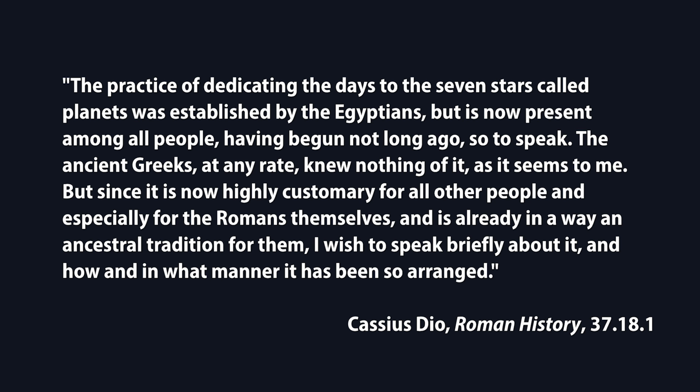The first one is from Cassius Dio, where he's going through his history of the Roman emperors, and he has this digression where he explains the planetary days, and he says, quote, "The practice of dedicating the days to the seven stars called planets was established by the Egyptians, but it is now present among all people, having begun not long ago, so to speak. The ancient Greeks, at any rate, knew nothing of it, as it seems to me."